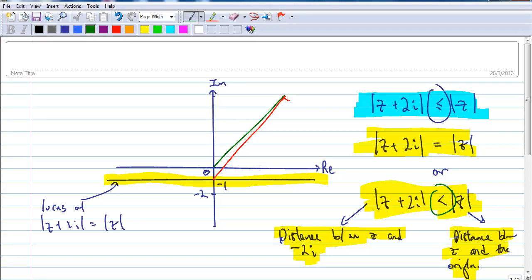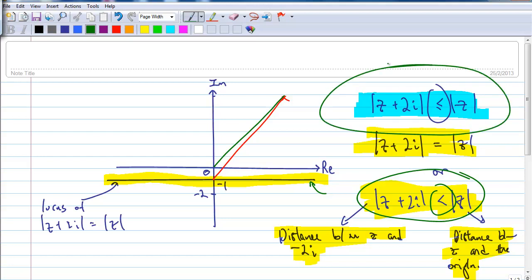So what it means is all points that satisfy this locus must always lie below the line mod z plus 2i equals to mod z, must always lie below this line. So the locus for this original inequality will be everything on the line and everything below the line. So if I have to shade, the answer will be here. Done.